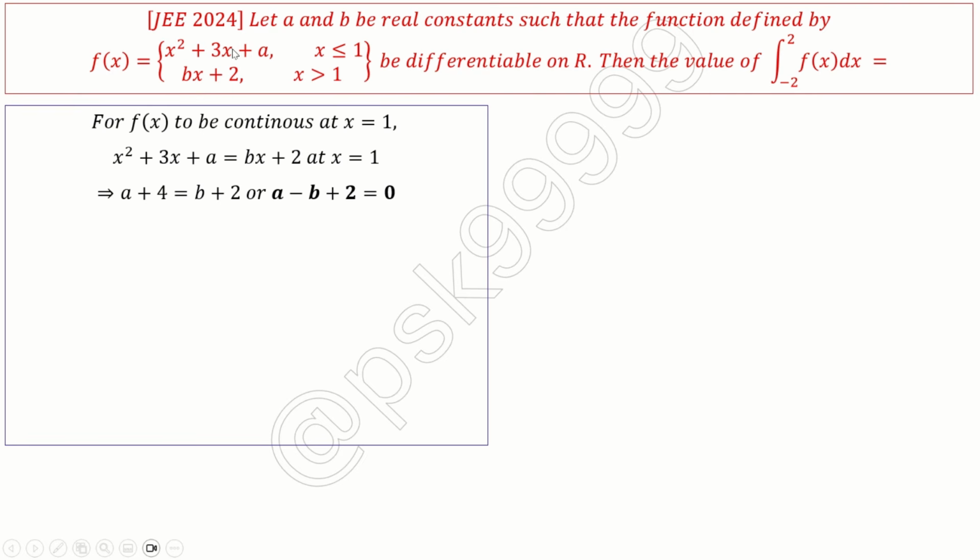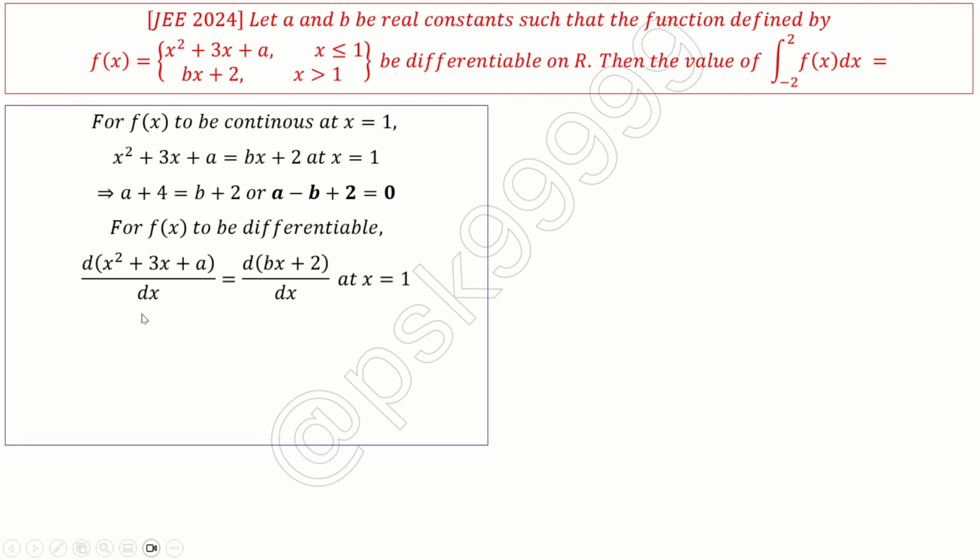Now this is also differentiable at x equal to 1, which means the differentiation of x square plus 3x plus a is equal to differentiation of bx plus 2 at x equal to 1. That is nothing but 2x plus 3 equal to b, or x equal to 1 if I substitute, b equal to 5. If b is 5, a is 3. Now you got your function.